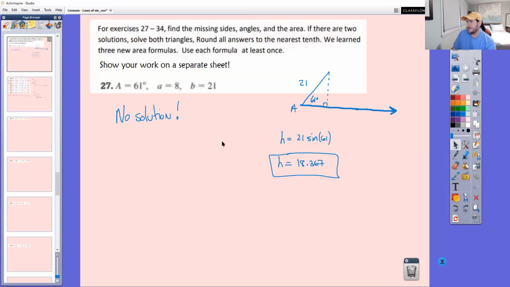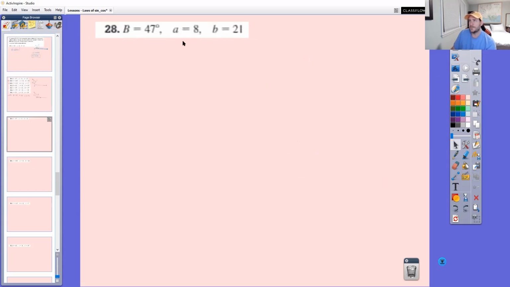So on we go. We attempted to solve our first triangle, but it had no solution. So we move on to the next one, and we see how it goes. So here's one. Okay, so this is another quote unquote easy one.